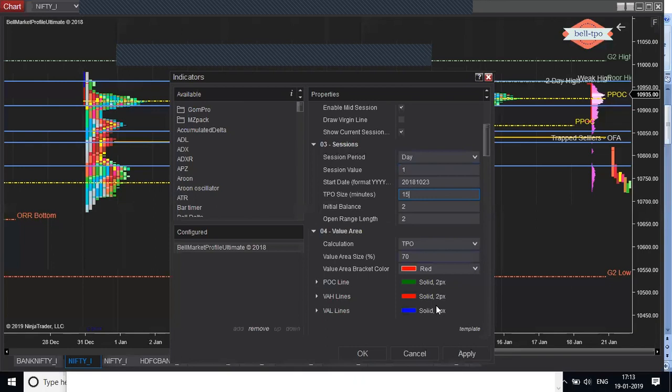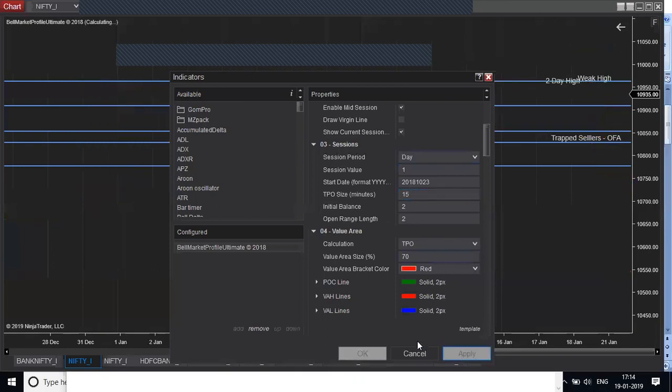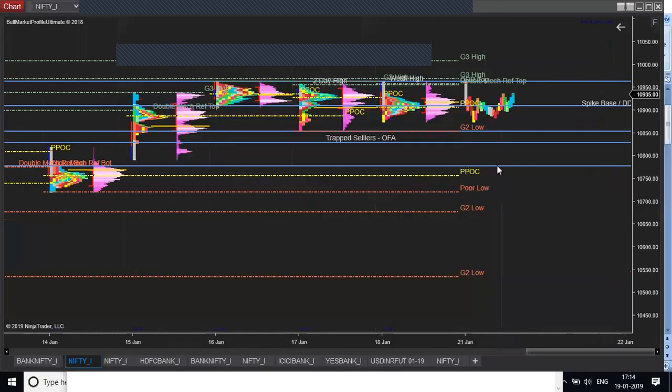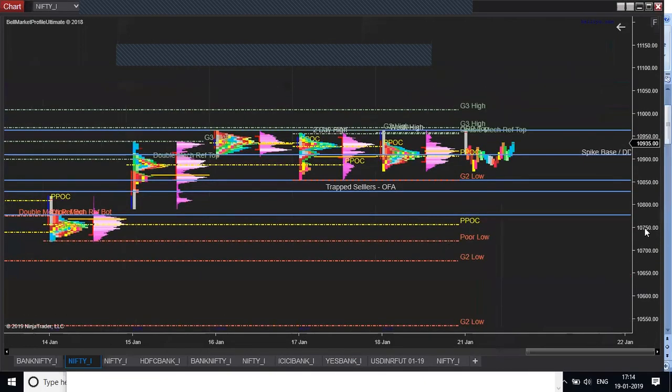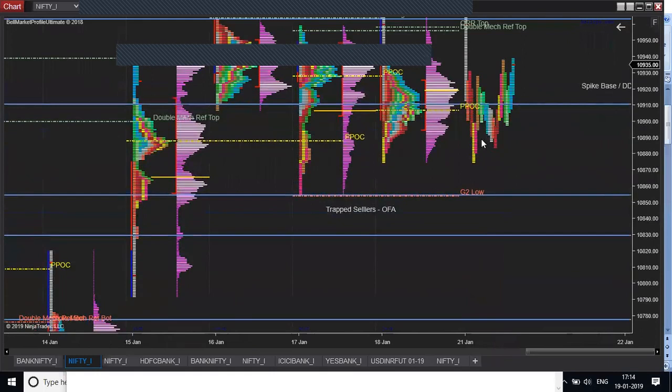Let's say I'll apply this. It's a 15. Instead of A to M, I'll be getting more letters, but the distribution for that day remains the same. It's the same distribution levels, right?